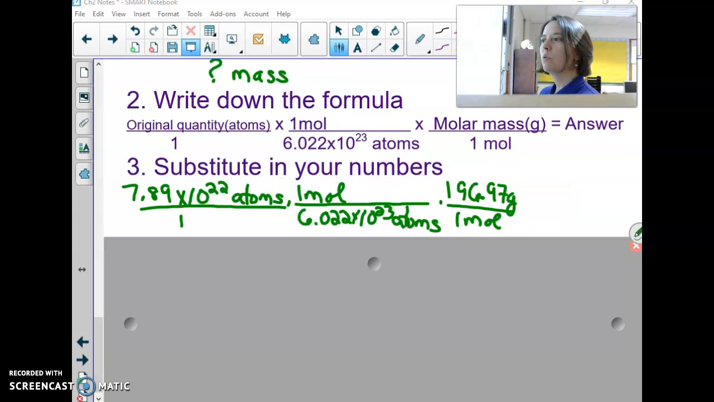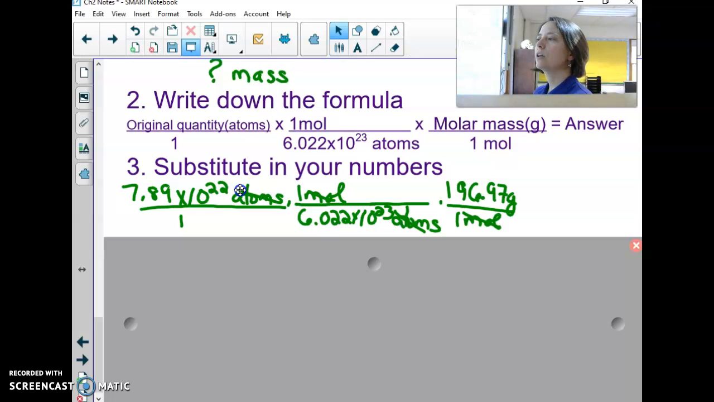Okay, I gave myself a little bit more room to work. And then the next step is I'm going to cancel out the units and make sure I have the correct units. So atoms cancels with atoms, moles with moles, and I'm left with grams, which is what I'm looking for. Wonderful. So I'm going to have 7.89 times 10 to the 22nd times 1 times 196.97 divided by 1 times 6.022 times 10 to the 23rd times 1.